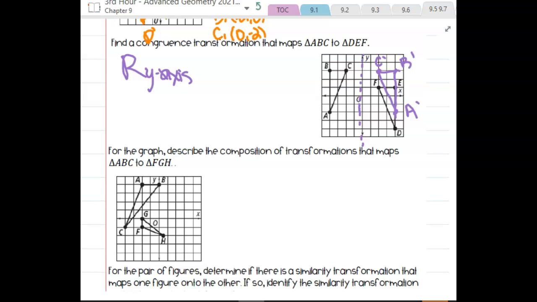Move it down 2. So we need to translate. Remember, first is your horizontal movement. What's my horizontal movement? 0. Comma, what's my vertical movement? -2. Okay, so those are the congruence transformations.